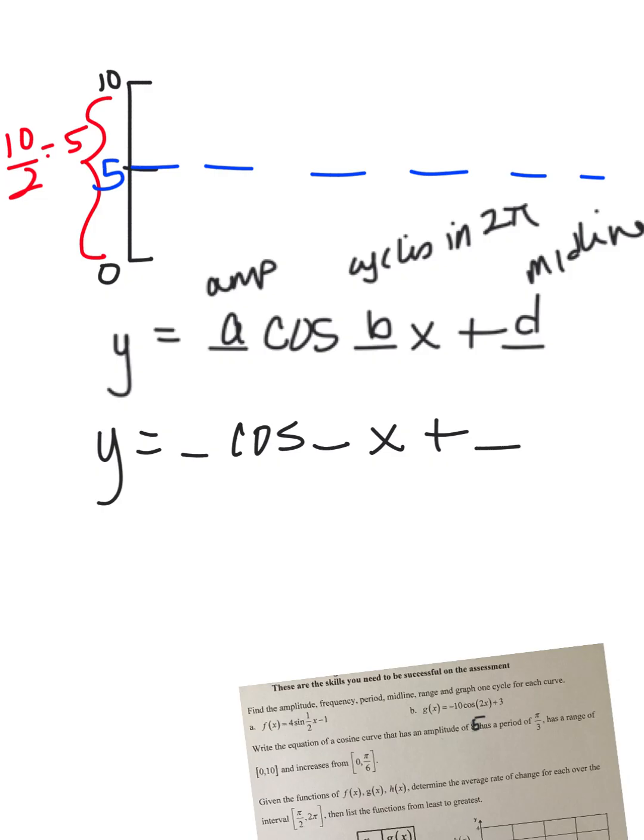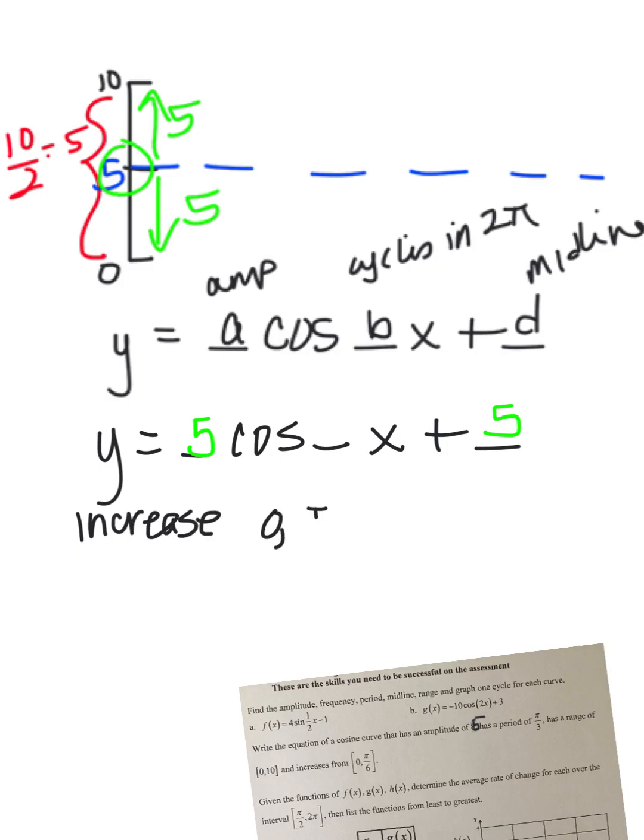All right, so we know where the midline is. The midline is at 5. And we know what the amplitude is. The amplitude is 5 because we're going up and down 5. Now I have to determine if that's a positive 5 or a negative 5. So let's see. It does say it increases from 0 to pi over 6, and it's a cosine curve.